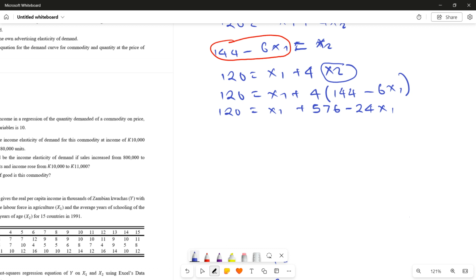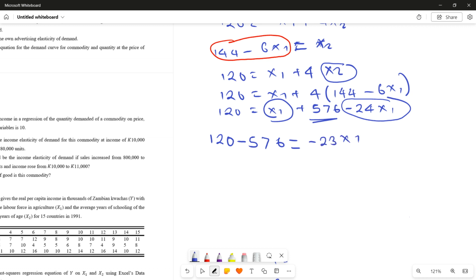Now look at this. You have got x1 there. You also have this term minus 24x1, meaning that you can combine those two. Then let's get the 576 on the other side, so that we have 120 minus 576 is equal to x1 minus 24x1. It's like saying 1 minus 24, which will give you minus 23x1. You see that, right?